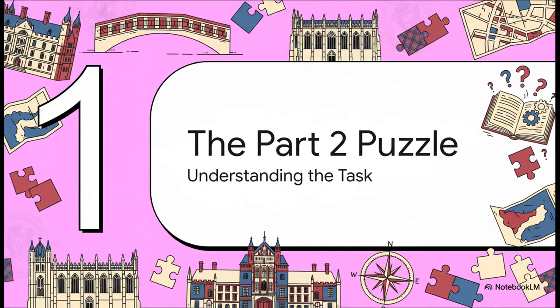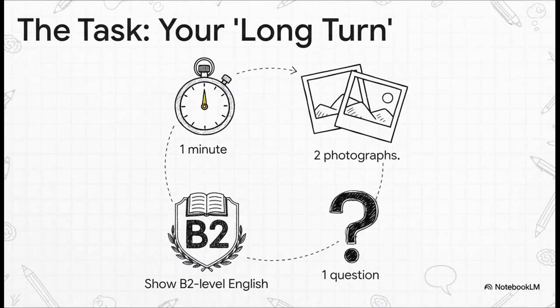First things first, to build the right strategy, we've got to understand the task inside and out. So let's quickly break down what this part of the exam is all about. So, what's the actual deal here? You get 1 minute, and it goes by fast. The examiner hands you 2 photos and asks you a single question about them. Now, your mission, and you should choose to accept it, is not just to talk for a minute, it's to prove that your English has hit that B2 benchmark. Everything you say has to be working towards that one goal.